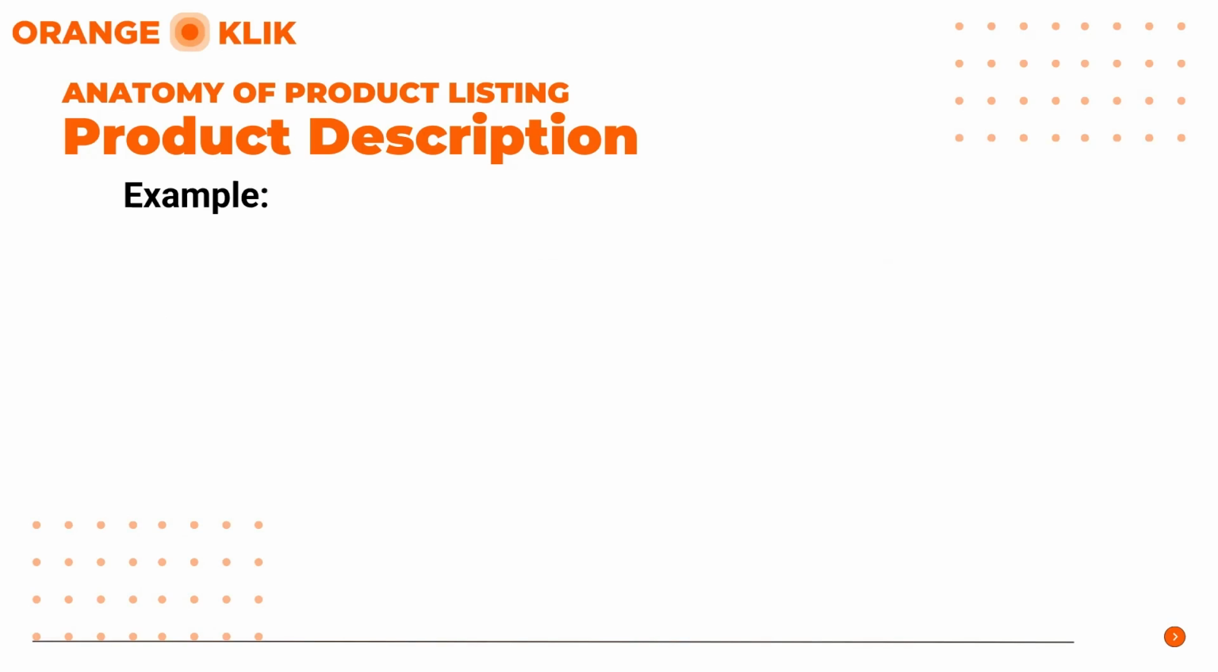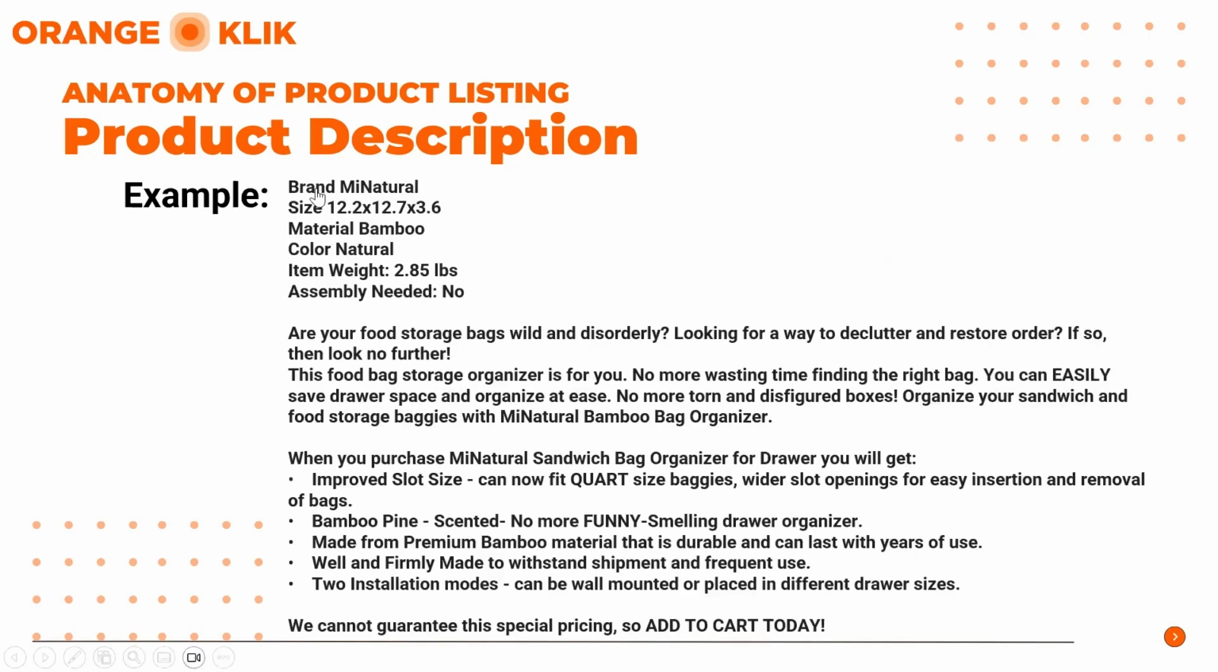So here's an example of a product description. Here is the brand and the technical specifications of your product. And then here we are already telling what problem the target customer is currently undergoing. We start with a question like, are your food storage bags wild and disorderly? And looking for a way to declutter and restore order? If so, then look no further. So this could easily get their attention. And then the rest is to provide the solution for this problem.